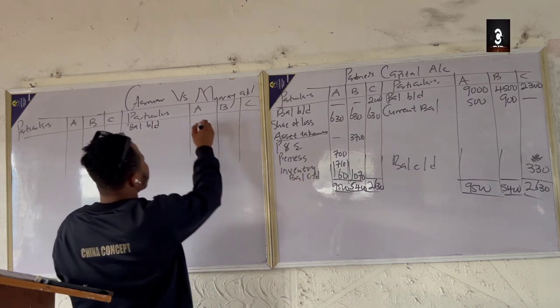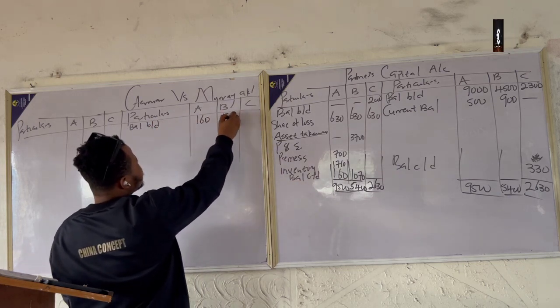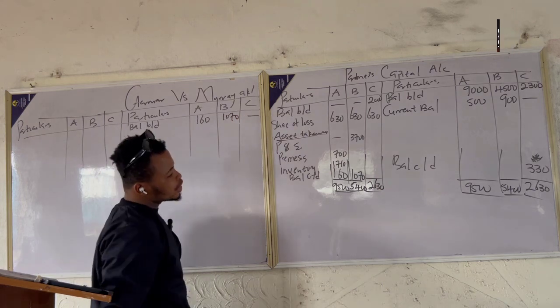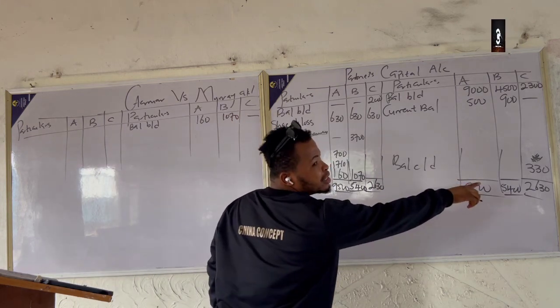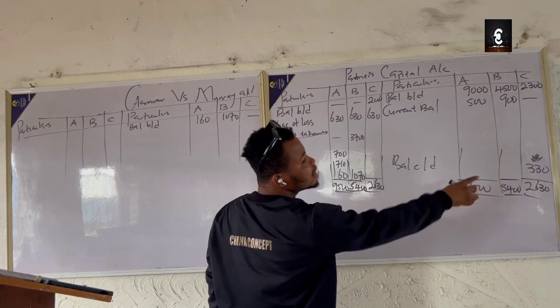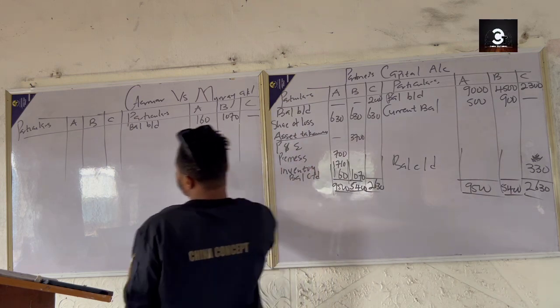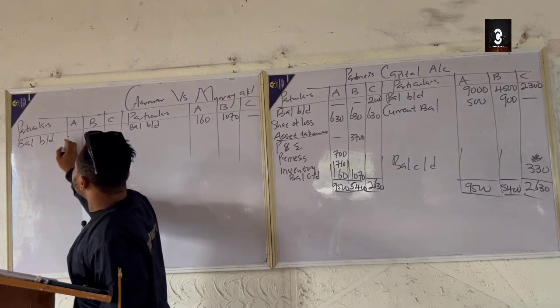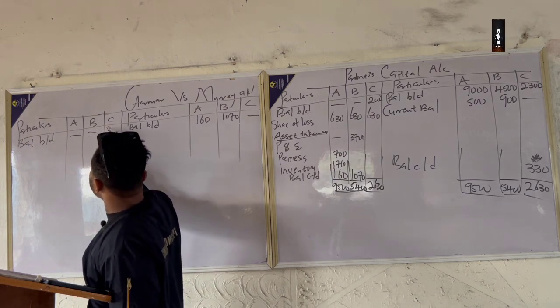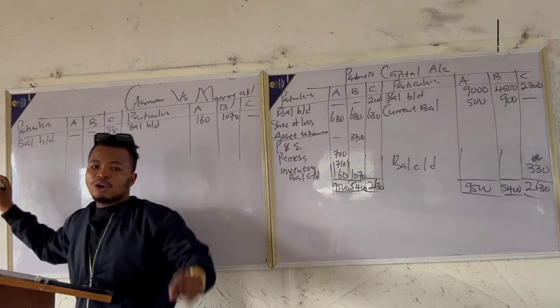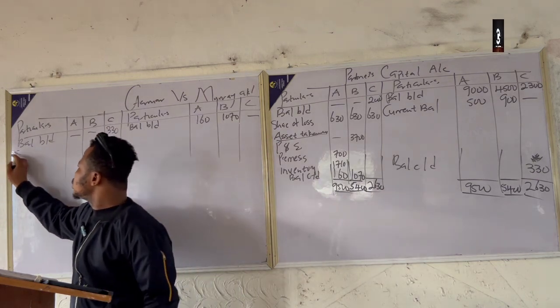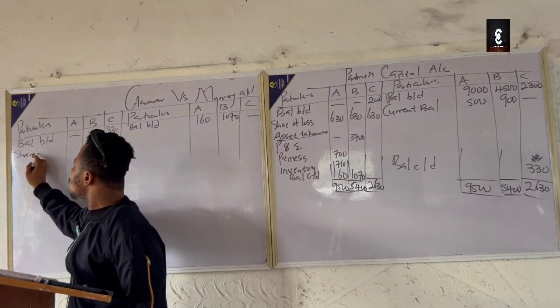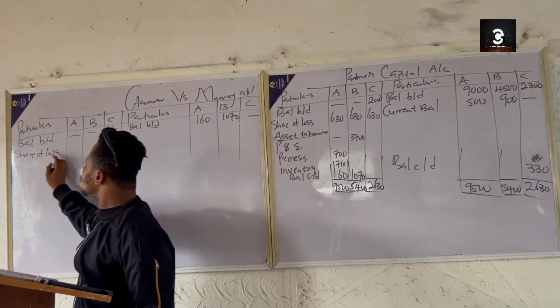So A has 160, 1,710, and here is a dash. Now look at the balance carried down of C. It is on the credit side, so the corresponding balance is on the debit side. We'll say balance brought down, which is 330. So we share this 330 as share of loss.